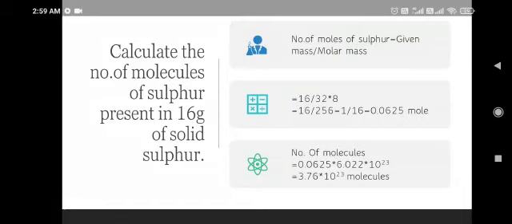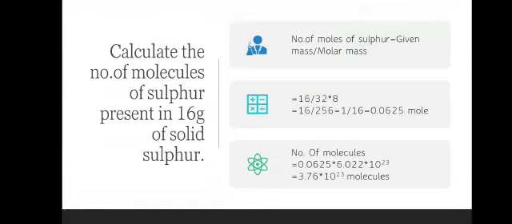Next we are going to the next type of problem, that is, how to calculate the number of molecules of sulfur present in 16 gram of solid sulfur. So here they have given the mass, and they are asking us to calculate the number of molecules. For finding the number of molecules, we need to find the number of moles first. Then only we can calculate the number of molecules. For that, the first formula is there, no? That we need to use. Number of moles is equal to given mass divided by molar mass.